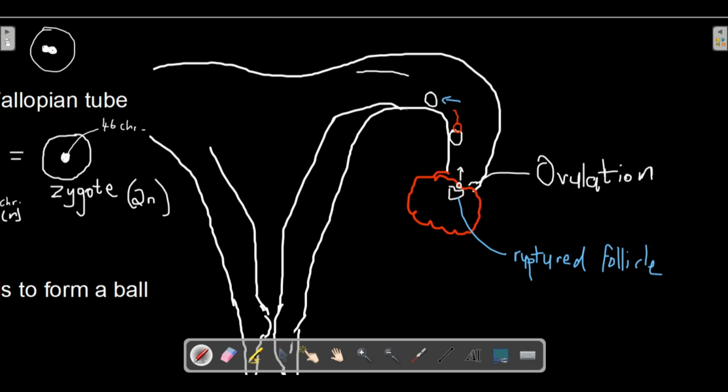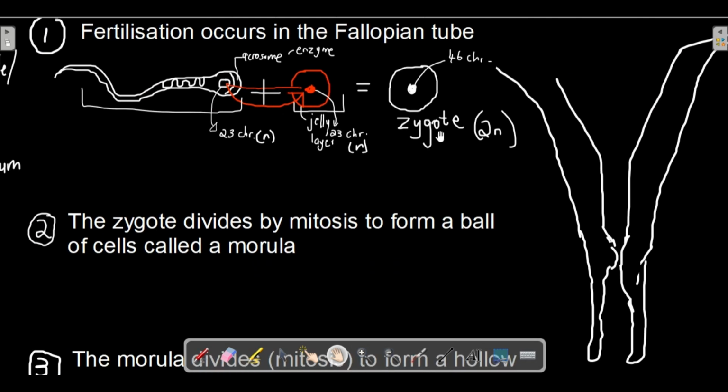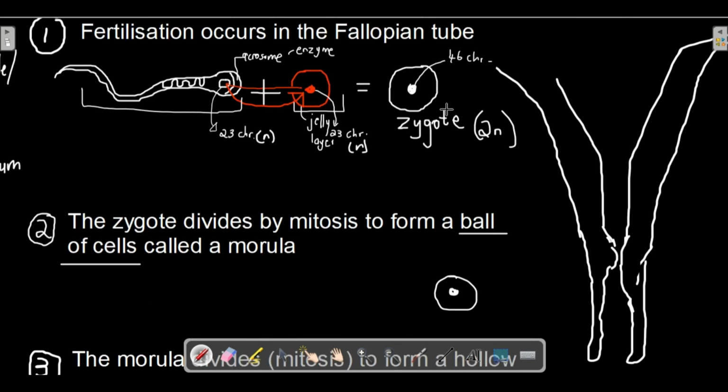Now, a zygote will develop as it is moving down towards the uterus. It will develop further. The zygote develops to form a ball of cells, which is called a morula. Now, how does that happen? Well, you had a zygote formed due to the fusion of the sperm cell's nucleus with the egg cell's nucleus.